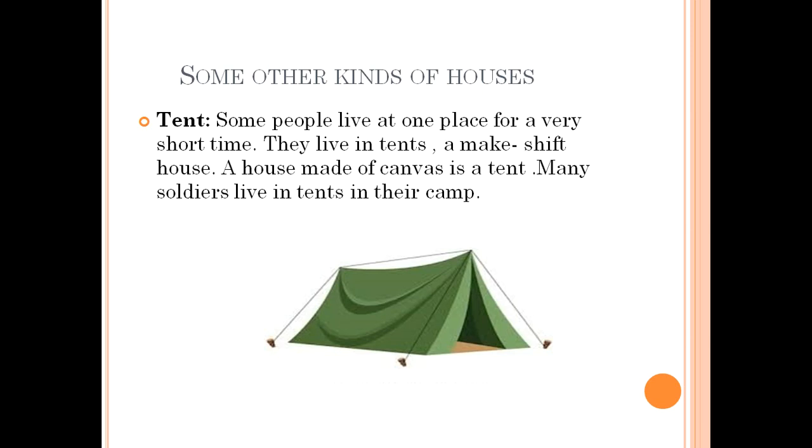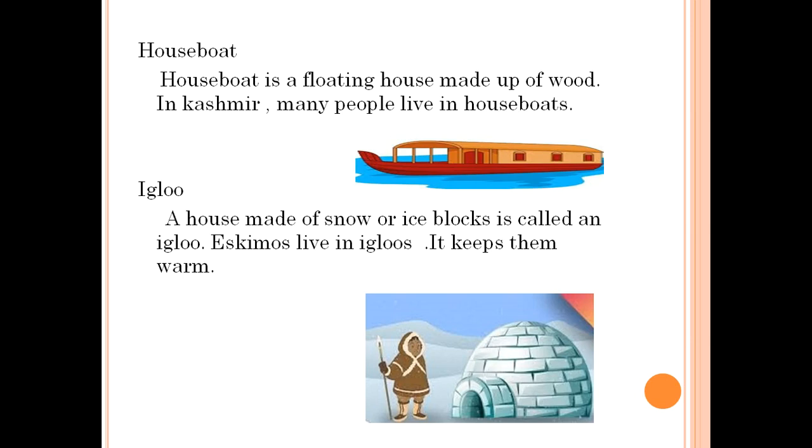Usually, a tent is made up of canvas. You can see many soldiers and people who go for camping use tents to stay. Another type of house which is used by people to live and even on their livelihood are known as houseboats. As the name suggests, it is a big boat which has rooms where people can stay. For example, in places like Kashmir and Kerala, houseboats are very popular.